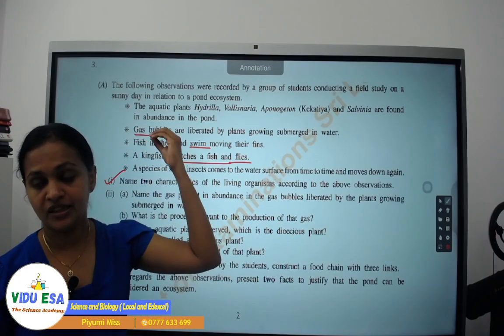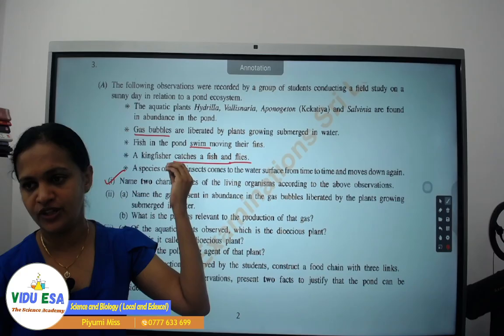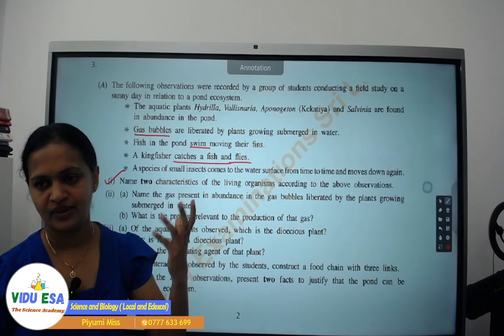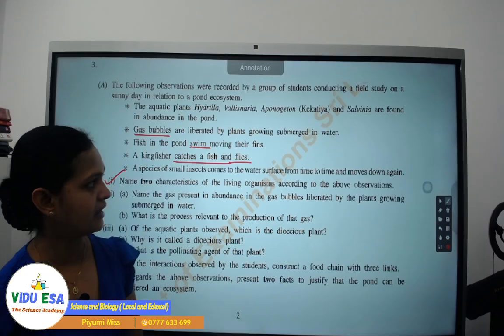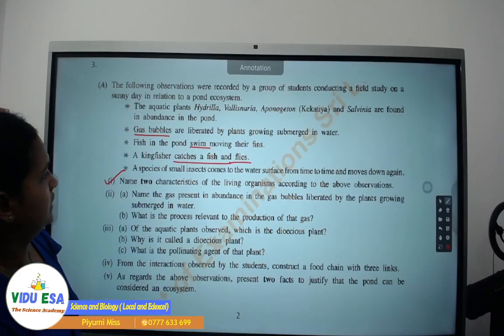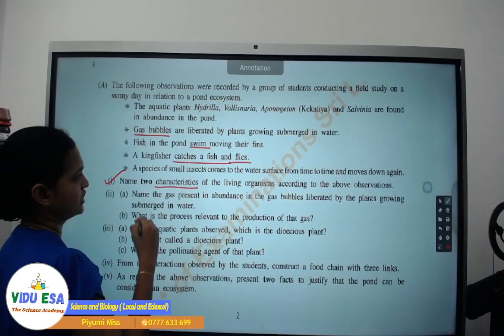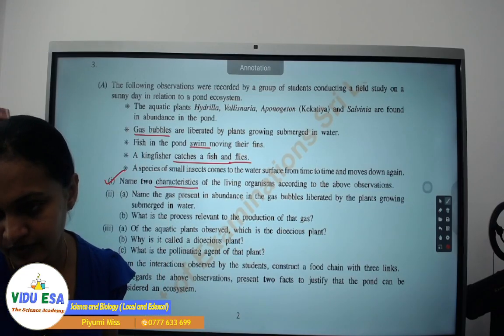Next, nutrition. The plants produce food. The kingfisher catches the fish. That is nutrition. Movement, respiration, and nutrition. These are the characteristics according to the above observations. Now we can mention those three. Only 2 are needed, so you will get 2 marks.